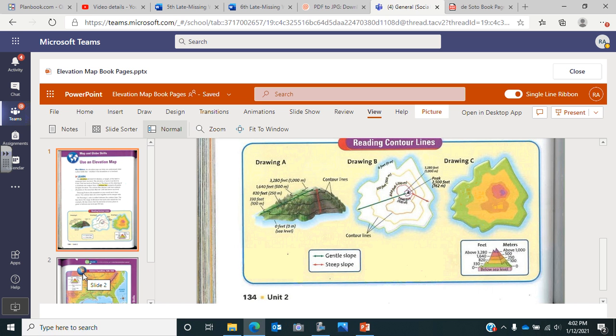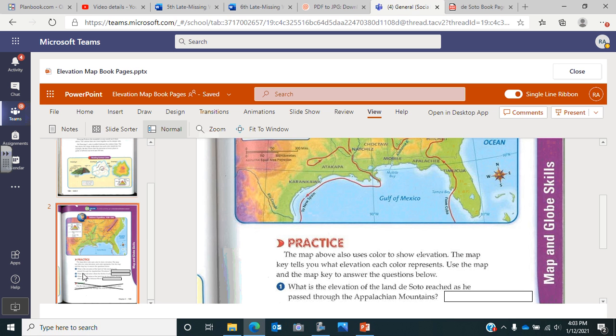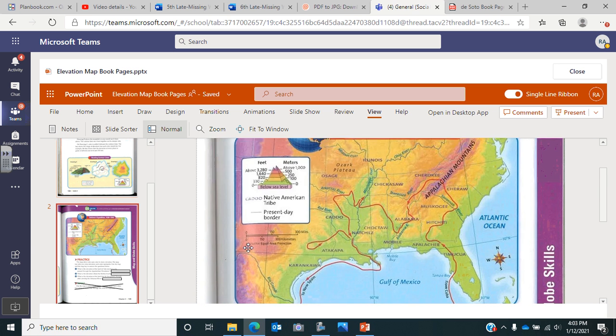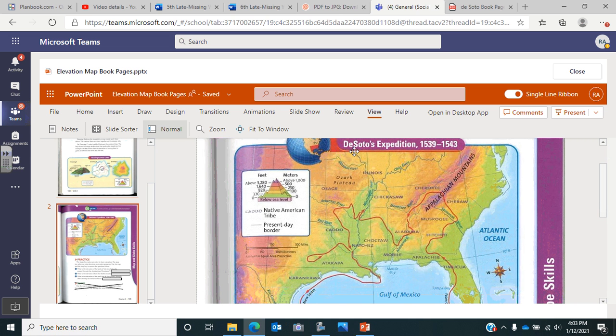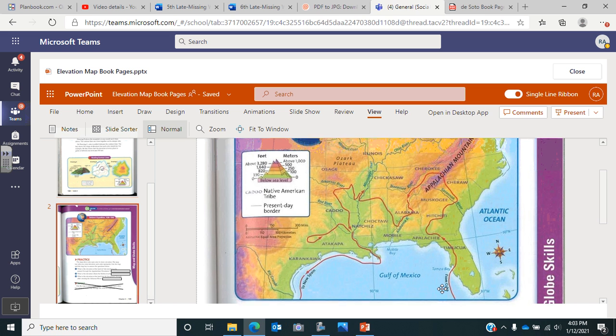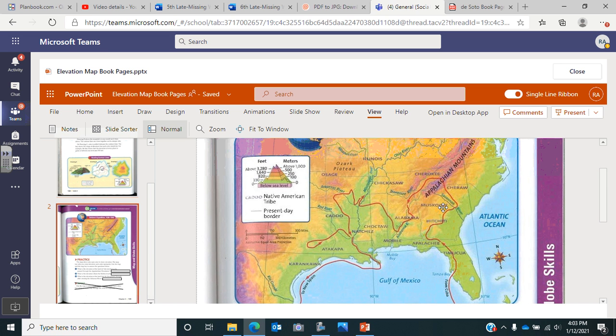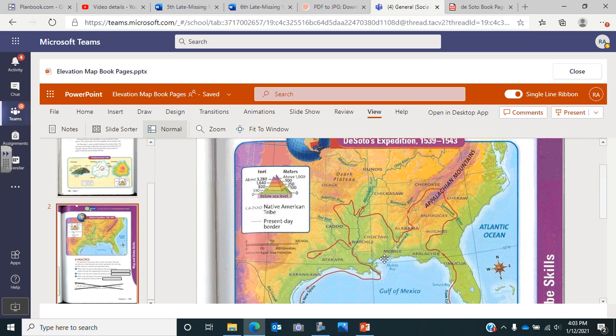So now we're going to go to the second page and answer some questions about this elevation map here. So this is an elevation map of De Soto's expedition. So the man we just read about, he came from Cuba, went into Florida, went through here, up in the Appalachian Mountains, down into Alabama, over here, into Arkansas and Louisiana, over to Texas a little bit. So just following his route and seeing where all he went.